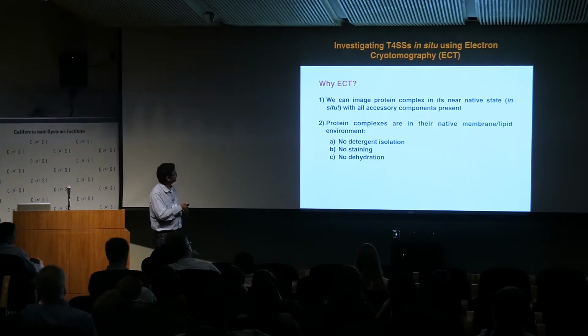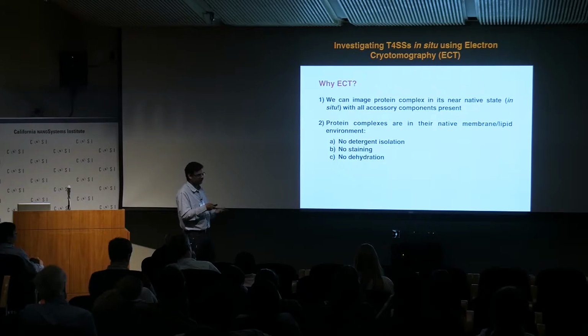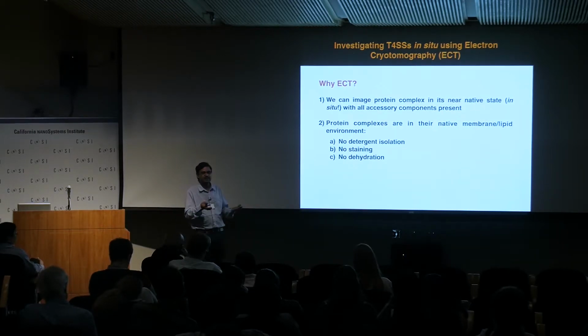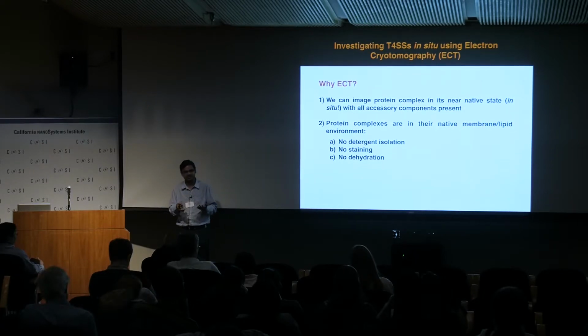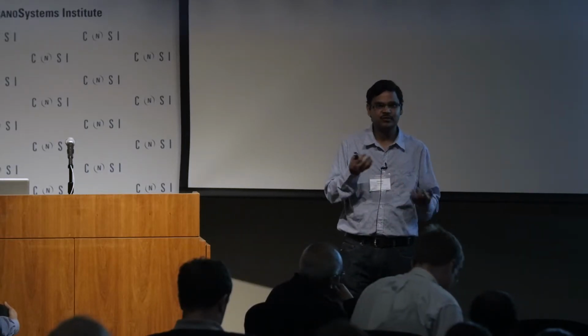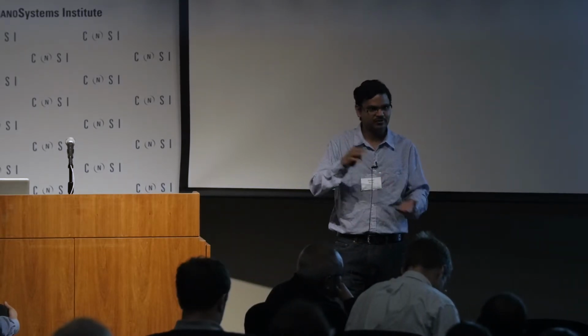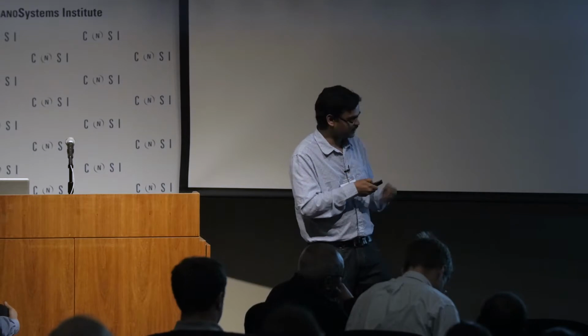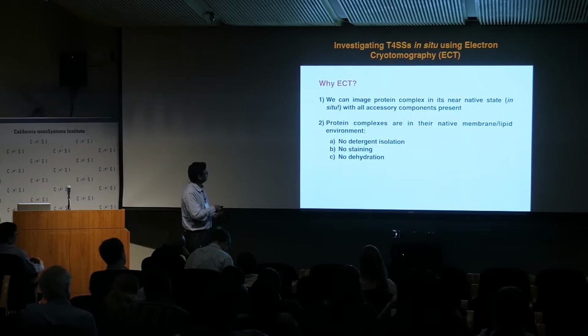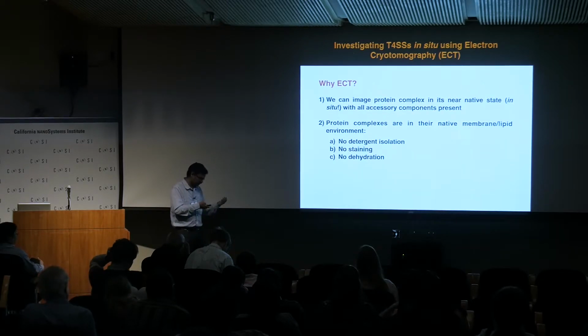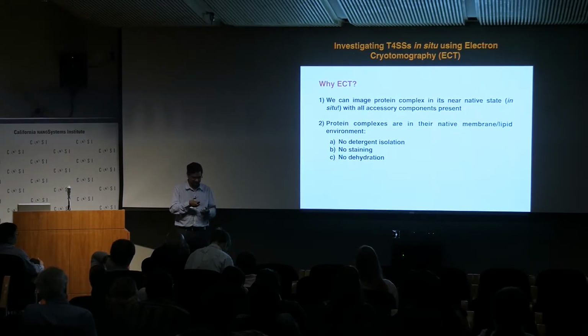And our method of choice is electron cryotomography. Why electron cryotomography? Because there is a certain advantage of this. First of all, we can look at the protein complex in a near native state and in the original context. So there is no artifact of purifying a complex, because when you try to purify some complex in detergent, this complex might fall apart, it might get squeezed. So there is no such artifact, and there is no staining related artifact or dehydration related artifact. You can look at everything in the near native context, so that's the best part of it.